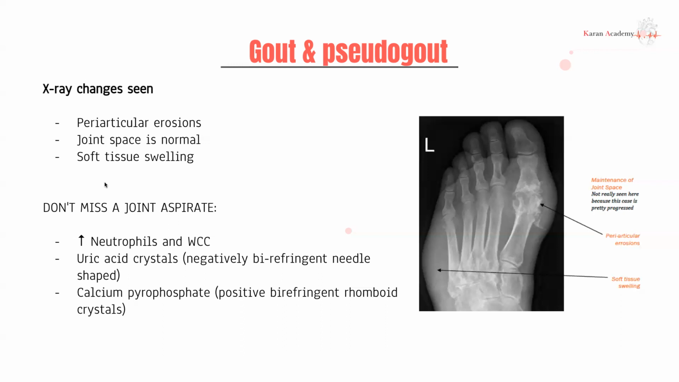Always, always, always perform a joint aspirate for these patients, because another main differential you are suspecting is septic arthritis, which is an infection of the joint. It's something that you definitely do not want to miss.